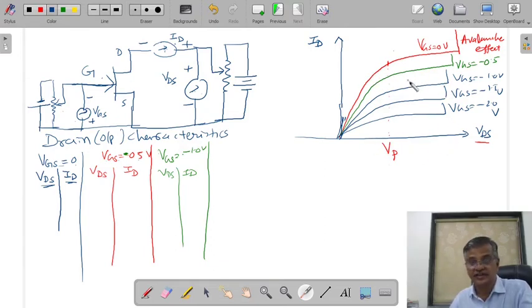Now we have to understand why you are getting it like this. What is the reason? Why is it shifted down? That I am discussing. Look here.